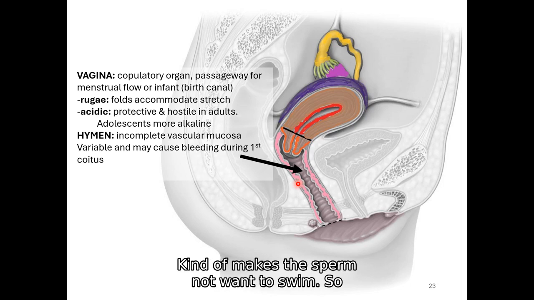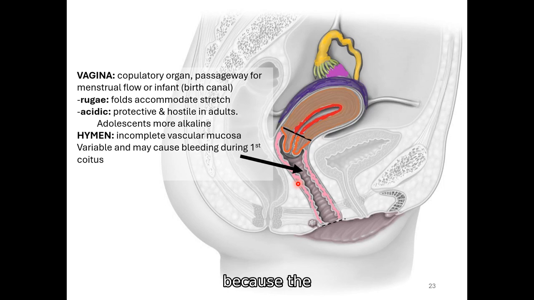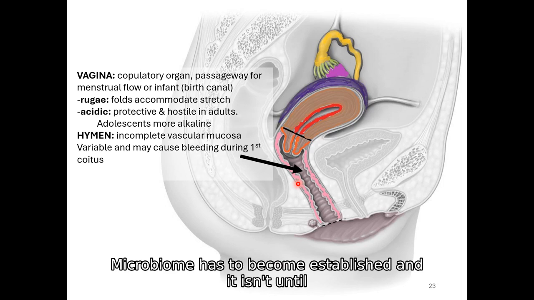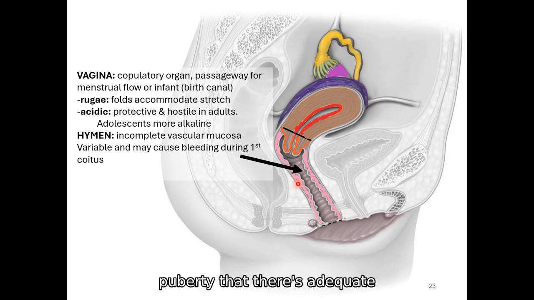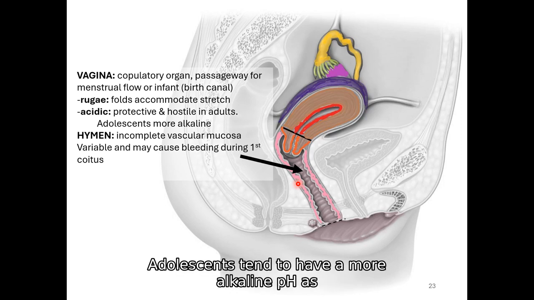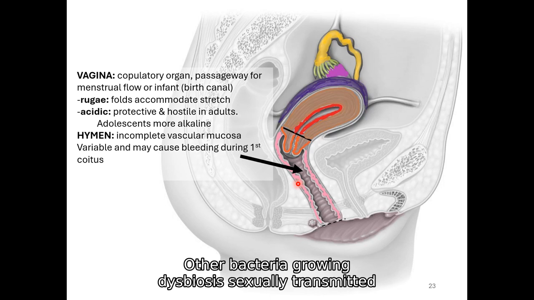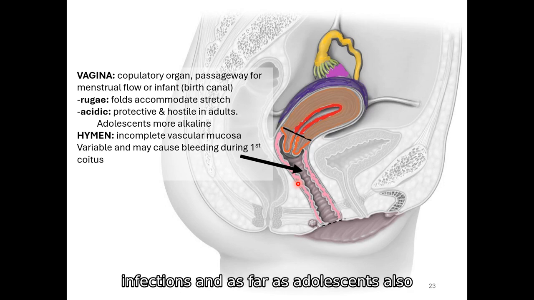It also kind of makes the sperm not want to swim, so it's a bit hostile as far as the sperm are concerned. Because the microbiome has to become established, and it isn't until puberty that there's adequate estrogen to get the glycogen to basically feed that microbial population, adolescents tend to have a more alkaline pH as well as postmenopausal women, which leaves them more subject to other bacteria growing, dysbiosis, sexually transmitted infections, and as far as adolescents, also it's easier to get pregnant in adolescence.